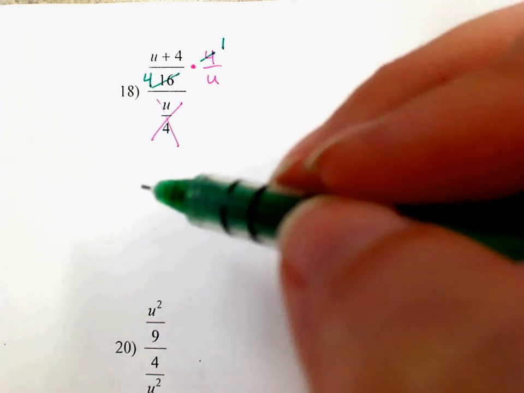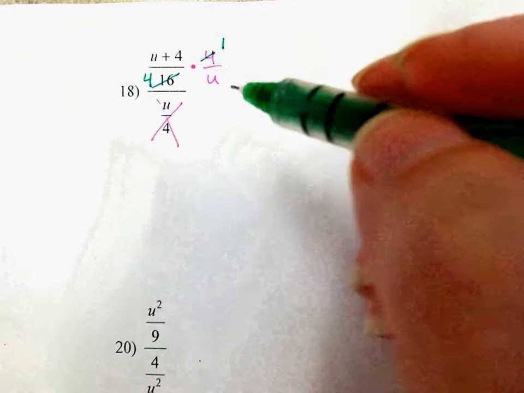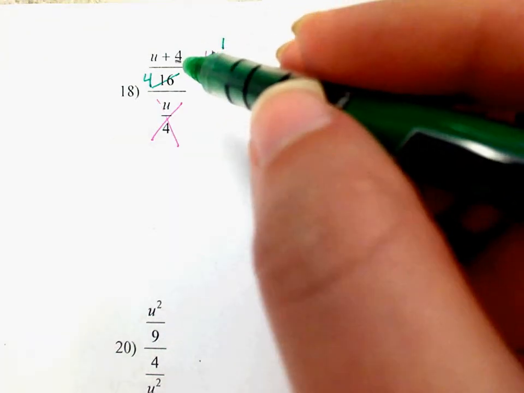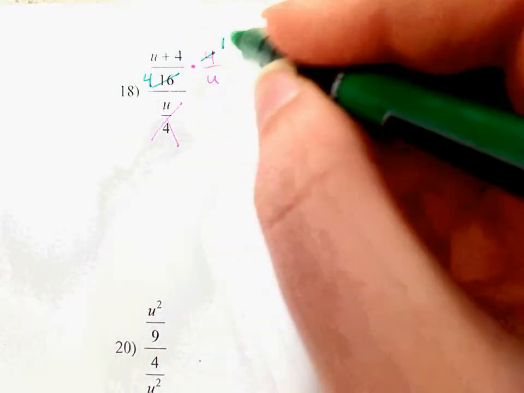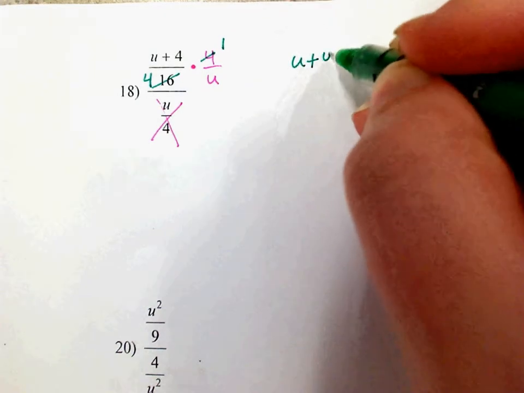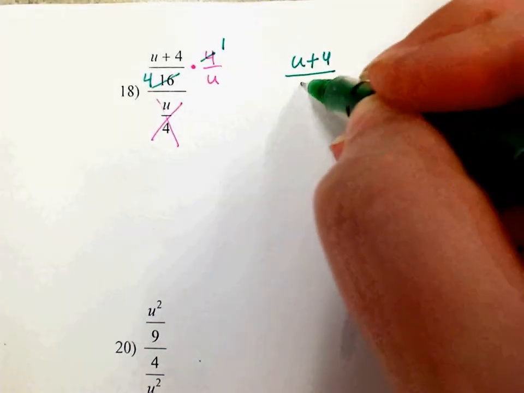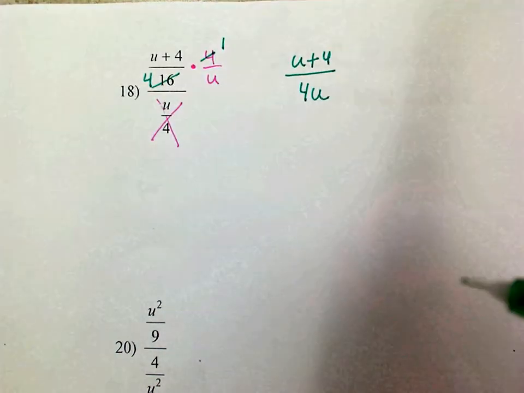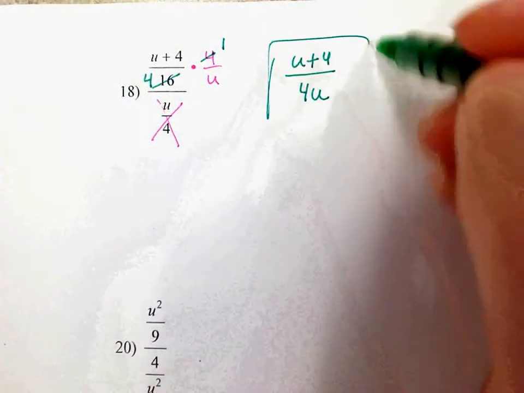Do the u's cancel out? No, because that one is addition, right? So I've got u plus 4 times 1 over 4 times u. Final answer? Okay.